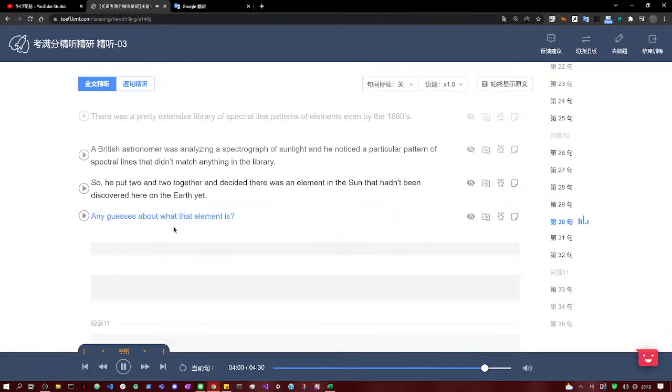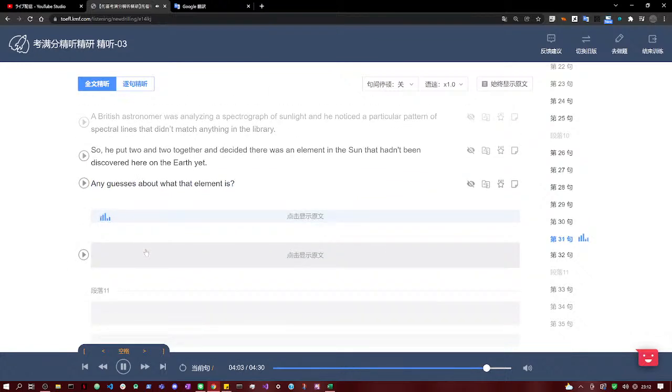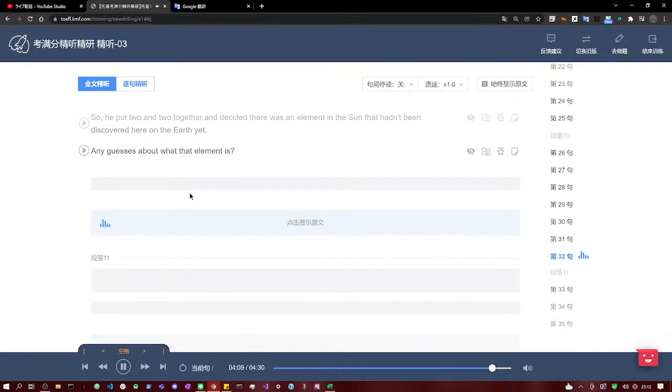Any guesses about what that element is? It actually turned out to be pretty common, and I'm sure all of you know it. Okay, let's try something else. Any of you happen to be familiar with the Greek word for sun by chance?